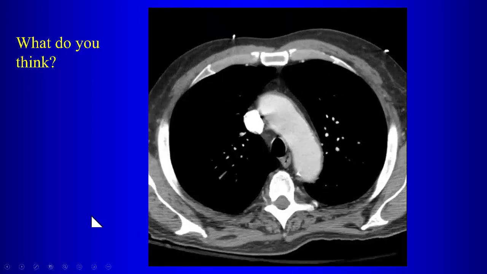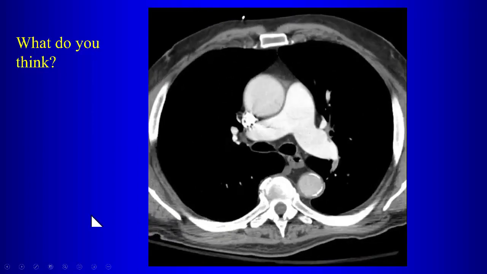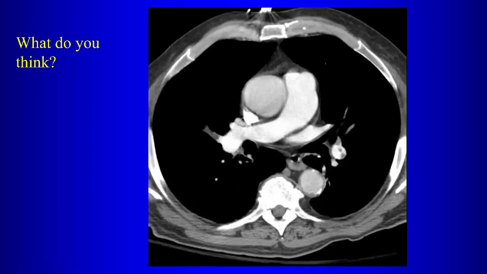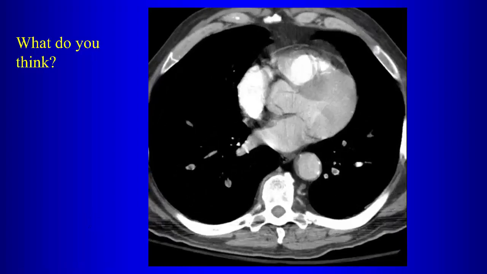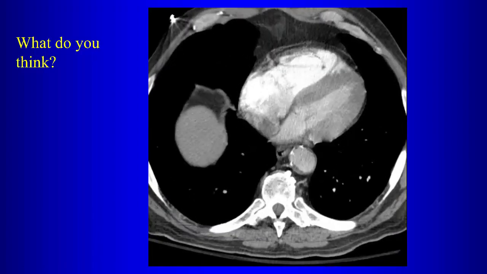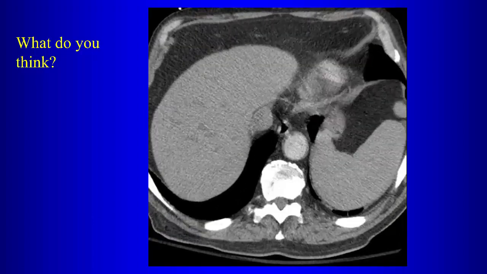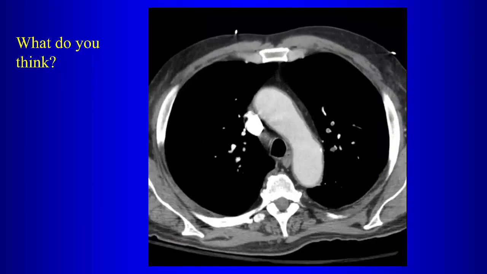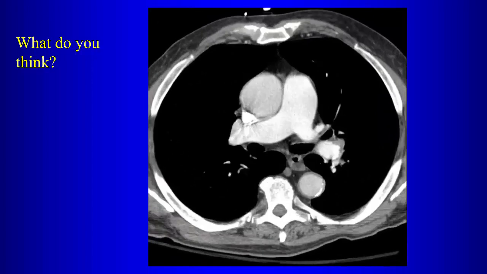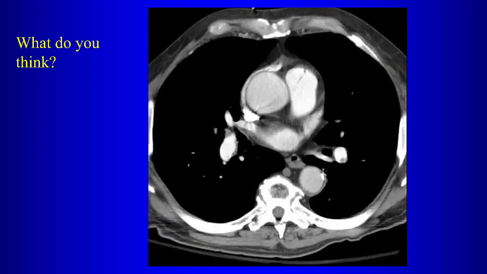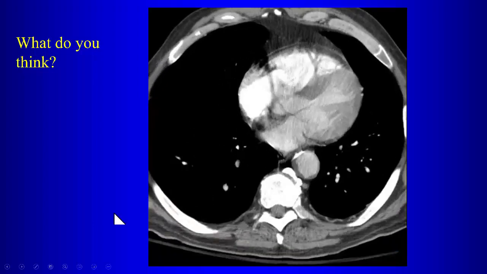So in our next case here, where's the PE in this case? Yeah, so we have clots in the right lower lobe segmental arteries. Anywhere else? Upper. There's clots in the interlobar on the right going into segmental branches, right?